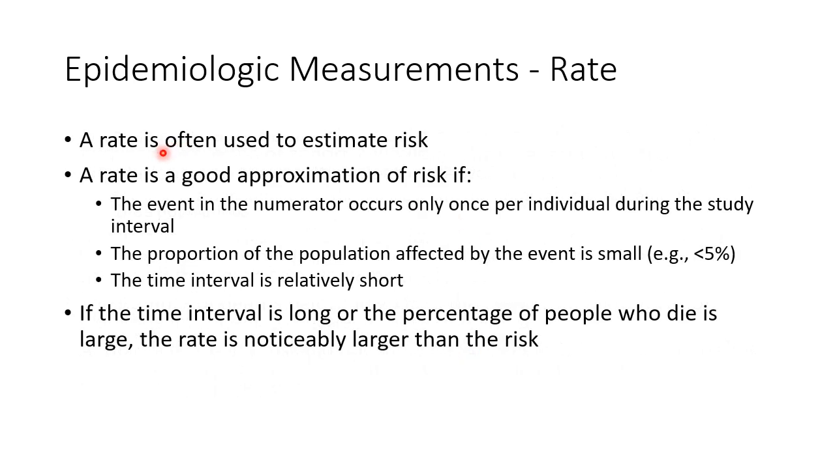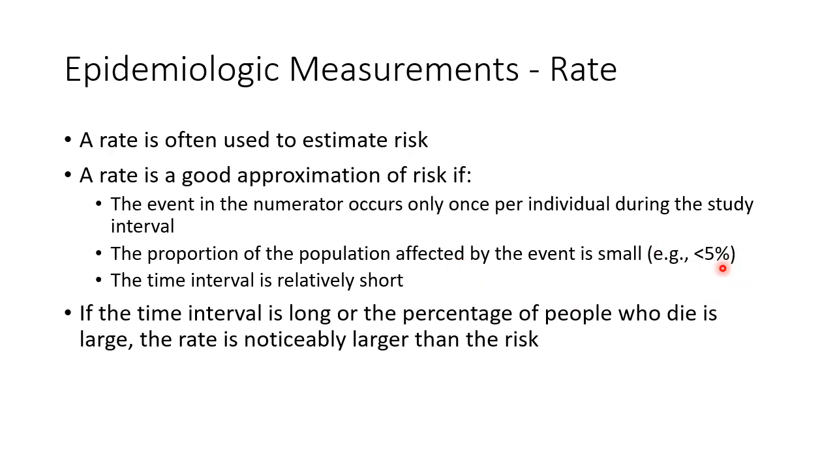So again, a rate can oftentimes be a good estimate of risk, and sometimes they can be used interchangeably. That's mainly going to be, for instance, if the event in the numerator only occurs once per individual, right? So it's not something like an asthma attack that can happen multiple times, or ear infections or things like that. And also if the proportion of people who are affected is pretty small, say less than 5%. In this case here, you're going to see that the rate differs pretty greatly from the risk.